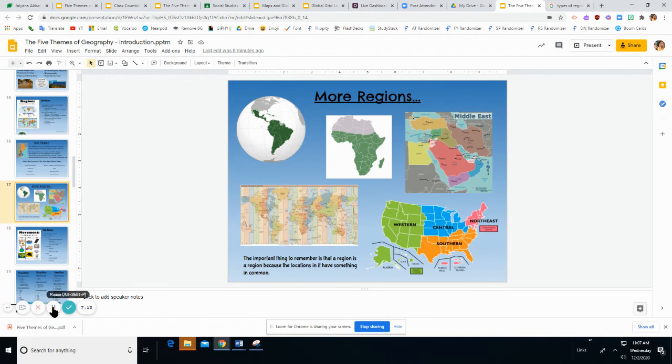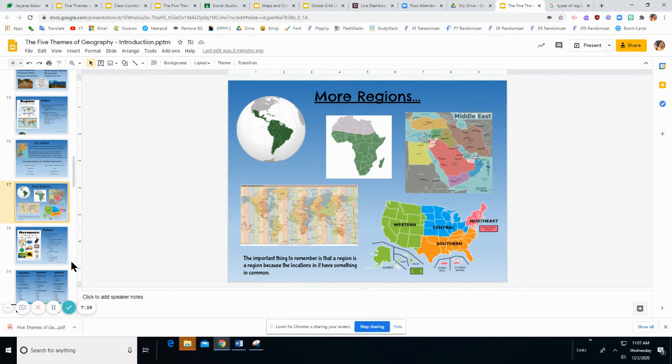Time zones are also a region. Within each time zone, they practice the same time. So right now it's 11:07 in New Hampshire. It means everywhere in the Eastern time zone would be 11:07.